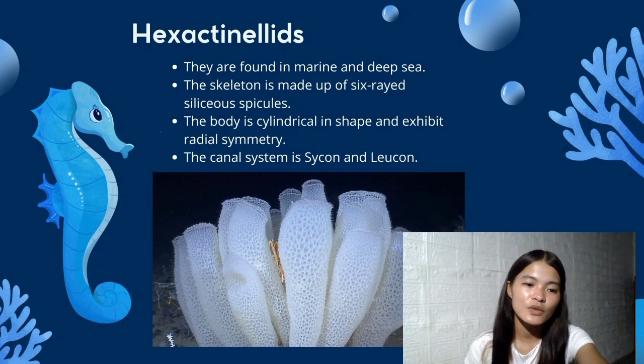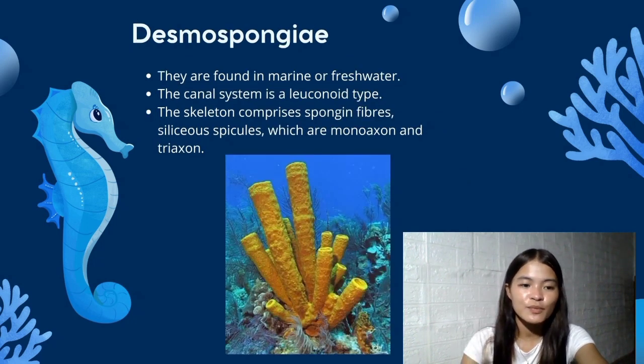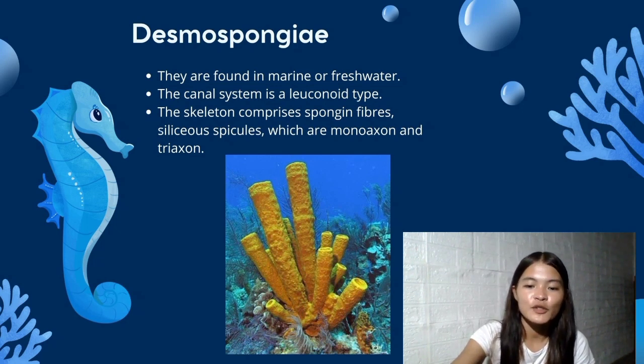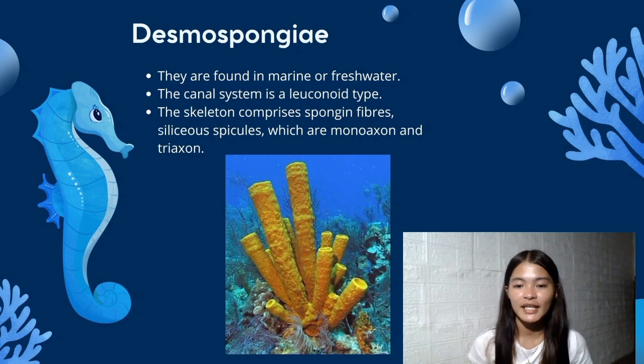The last one is the Demospongiae. They are found in marine or fresh water. The canal system is a leuconoid type. The skeleton comprises spongin fibers and siliceous spicules, which are monaxon and triaxon. Demospongiae is the largest class in Phylum Porifera.